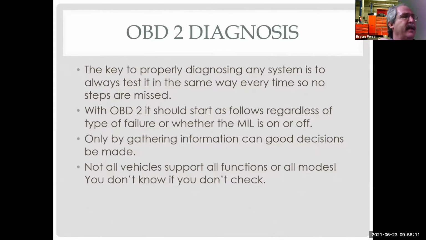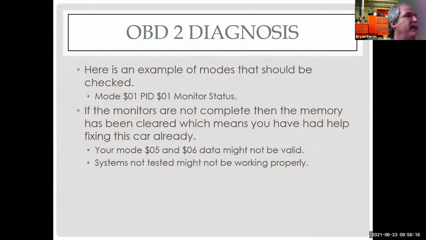This is the step-by-step of, we learned about all these modes, how am I going to go through and gather that information? So I talk about grabbing monitor status. Why do I care about monitor status if I'm not smogging the car? Well, the monitors should always be complete. If they're not complete, that means someone has erased the memory on the vehicle, which means I need to be suspect of the other data. There are missing pieces, things that haven't been tested. Someone has tried to fix this car before I got to it.